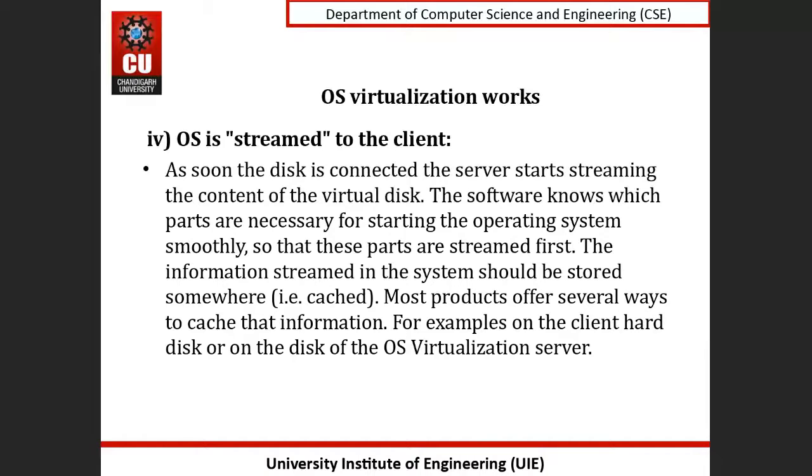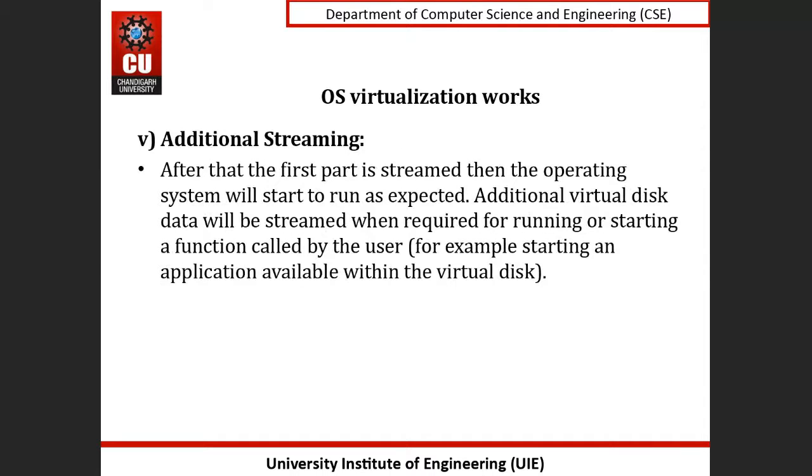over there, right? The information streamed to the system should be stored somewhere, in a cache. Most products offer several ways to cache the information. These can be different methods through which we can cache it. That means the required information to run a virtual server, that data should be streamed first over there, right? Streaming means transferring or getting the data that is required to run the virtualized OS server, right?